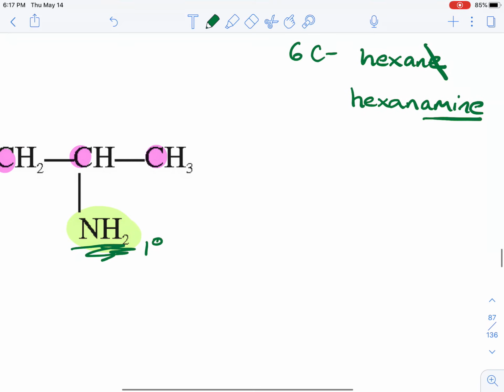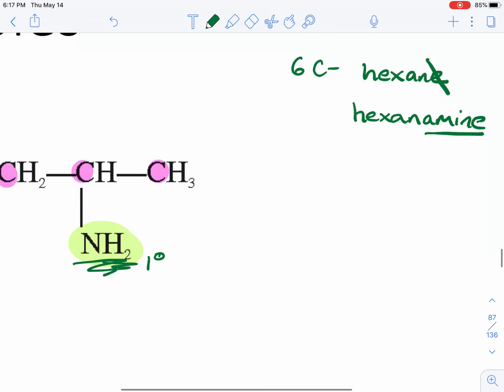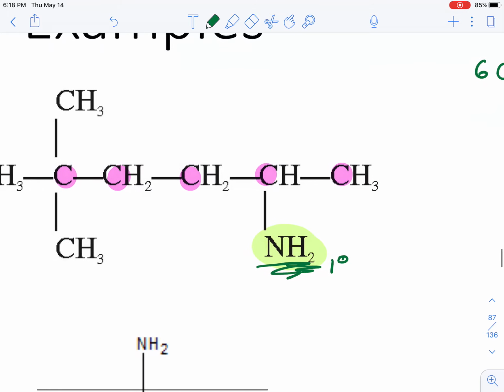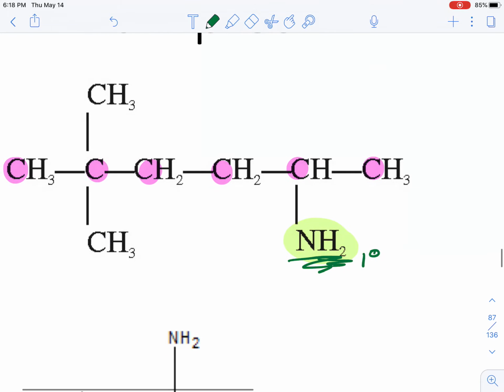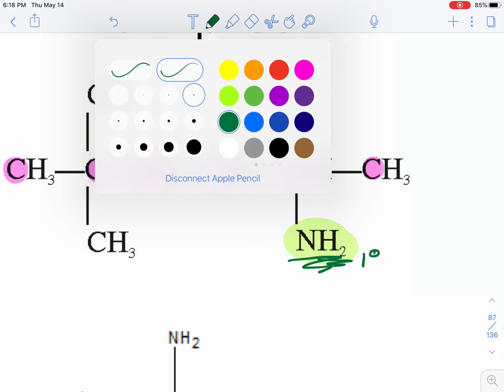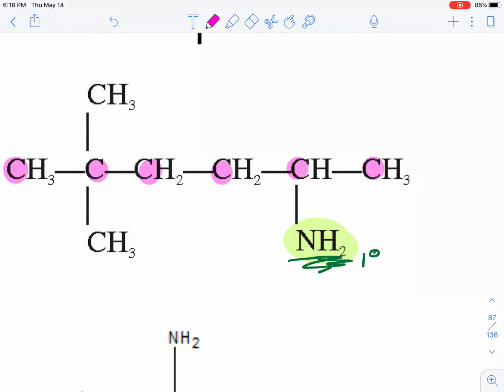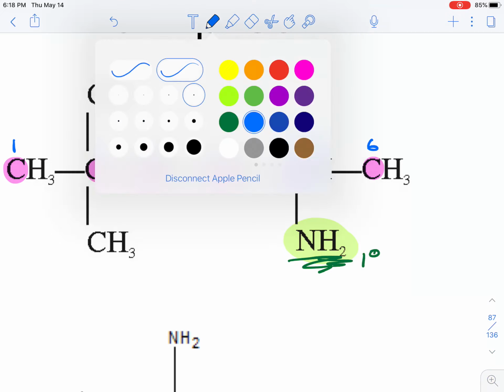So I need to communicate to the reader or my audience what carbon number that primary amine is going to be located on this organic compound. And so to do that, we want to number our carbon chain so that the carbon that contains the amine has the lowest value. And so if we go from left to right, 1, 2, 3, 4, 5, 6, we get carbon number 5 where that amine is located.